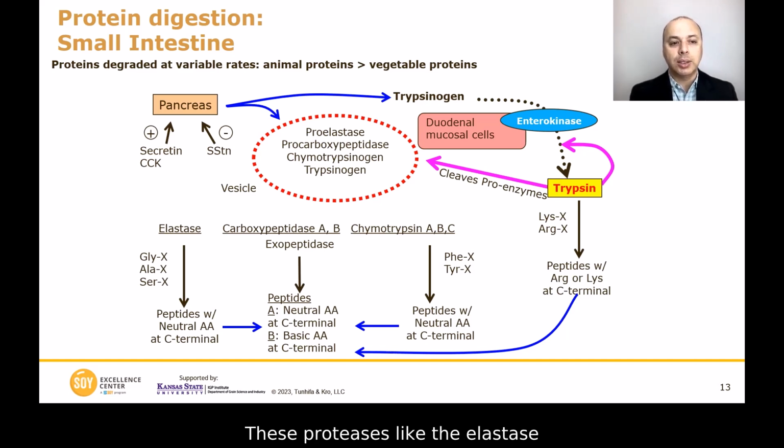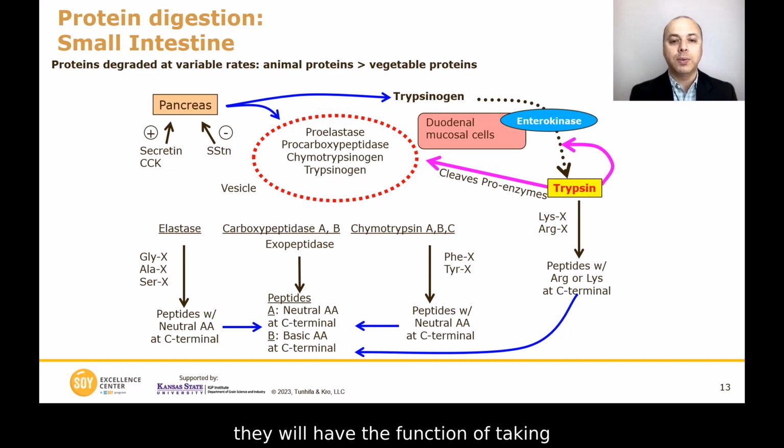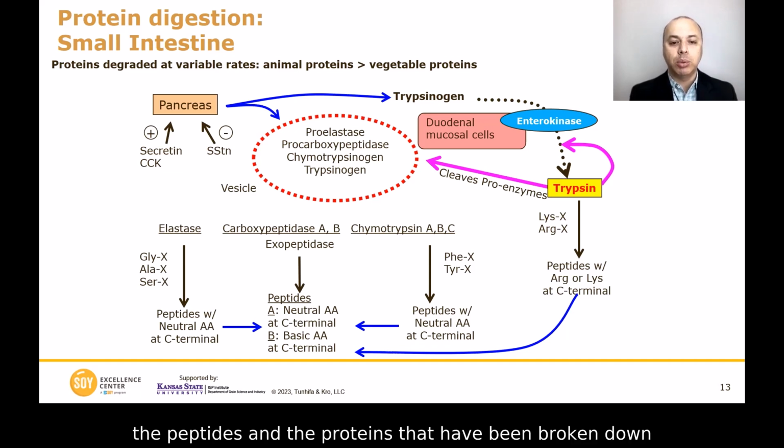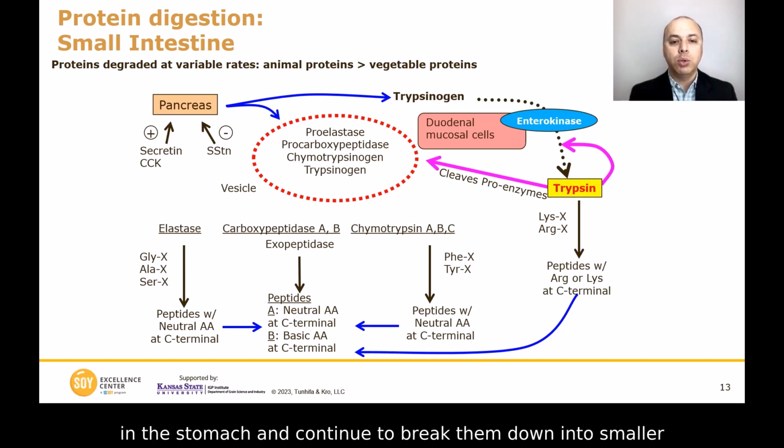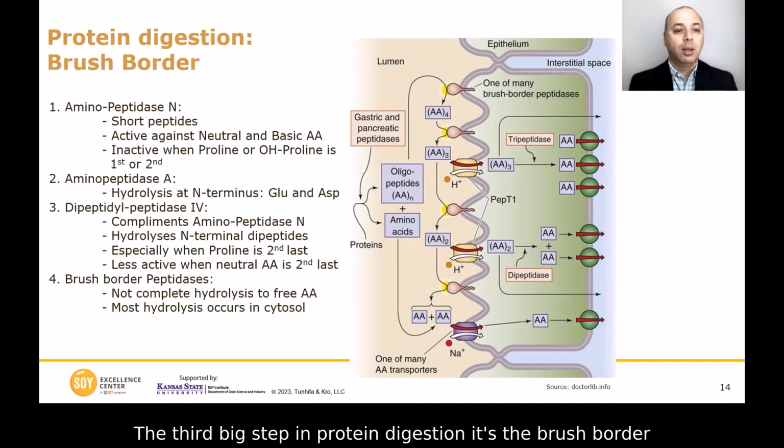These proteases, like the elastase, the carboxypeptidase, the chymotrypsins and the trypsins, will have the function of taking the peptides and the proteins that have been broken down in the stomach and continuing to break them down into smaller and smaller peptides. The third big step in protein digestion is the brush border.